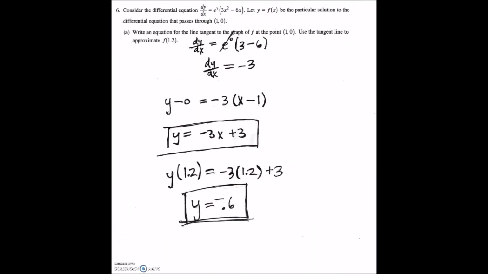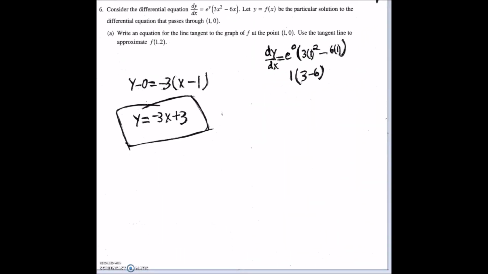The first student received full credit because they had the correct slope at the point (1, 0), and then they used that to find the correct tangent line equation. And then they correctly plugged in 1.2 for x to solve for f(1.2).